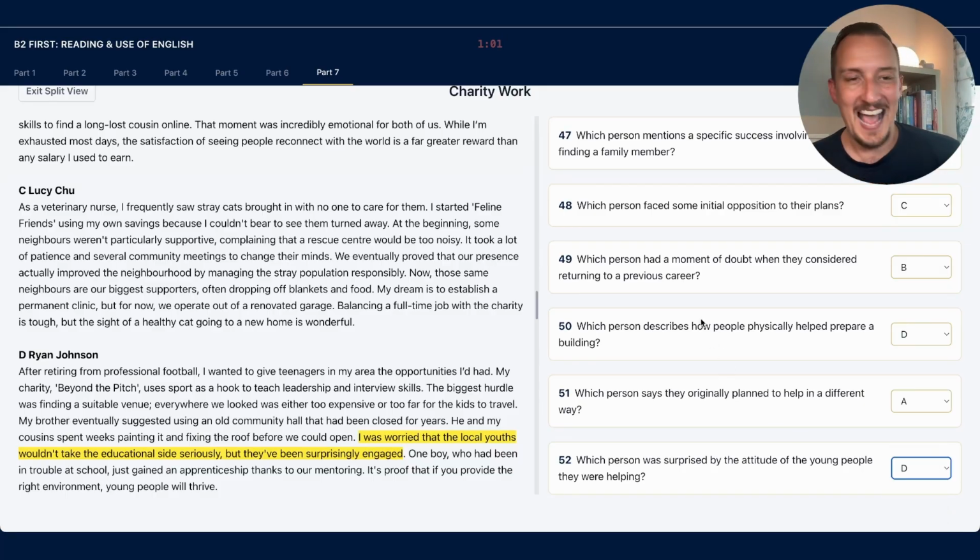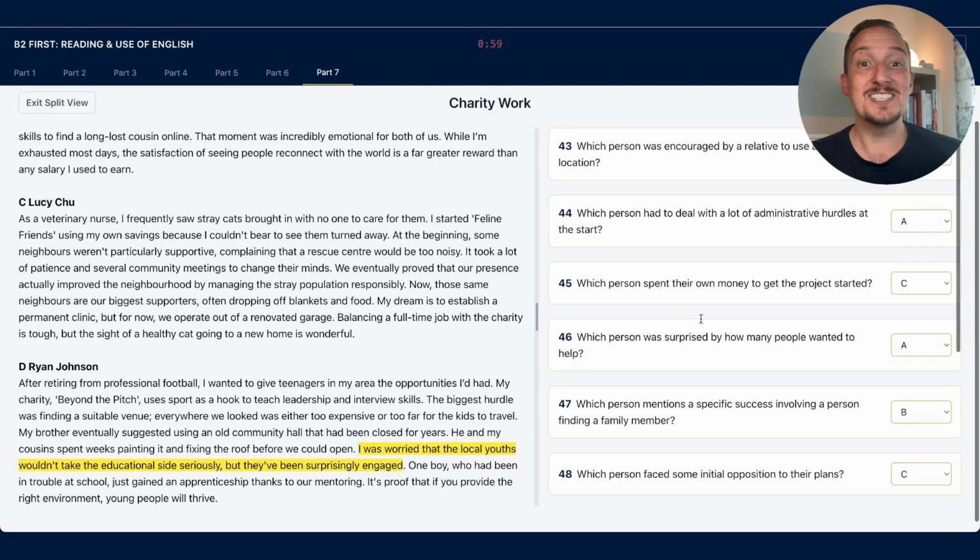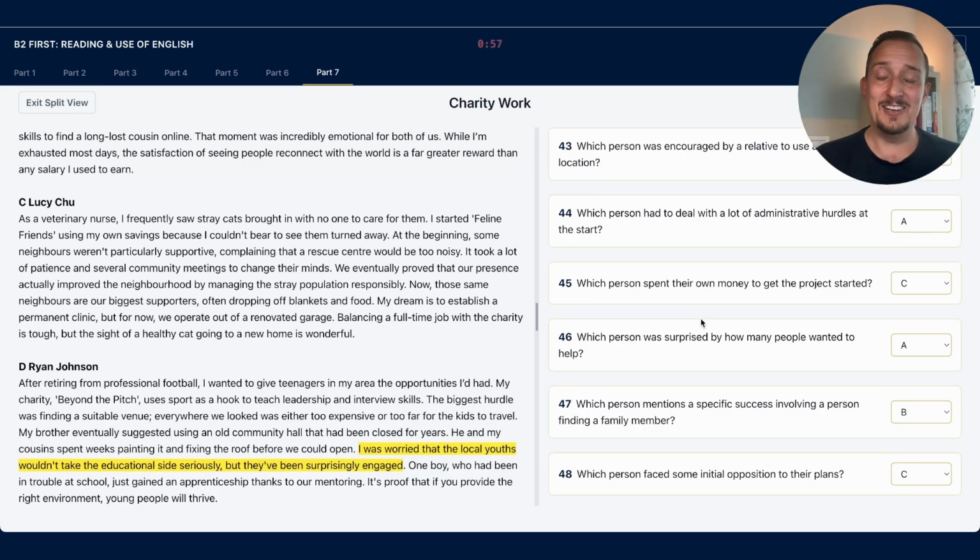So that is the end of Reading and Use of English Part 7 and the end of the Reading and Use of English paper. We did it with a minute to spare. Well done if you've made it this far. We will now move on to the writing paper in the next section.